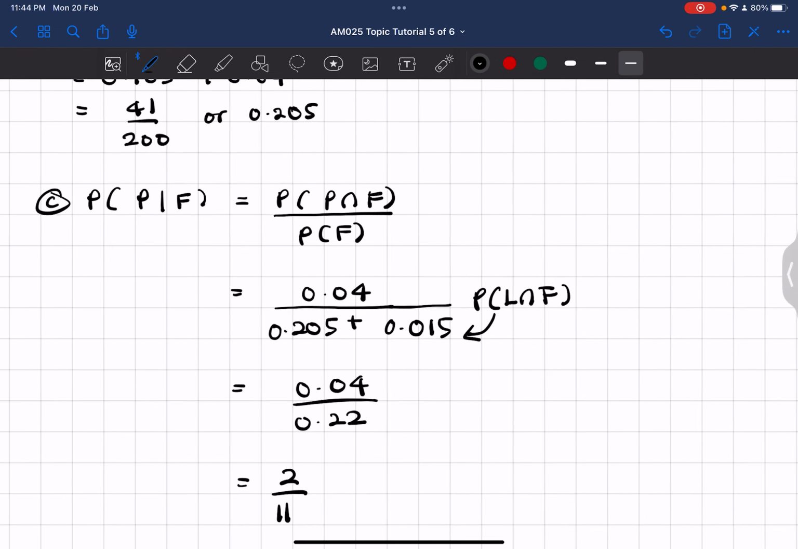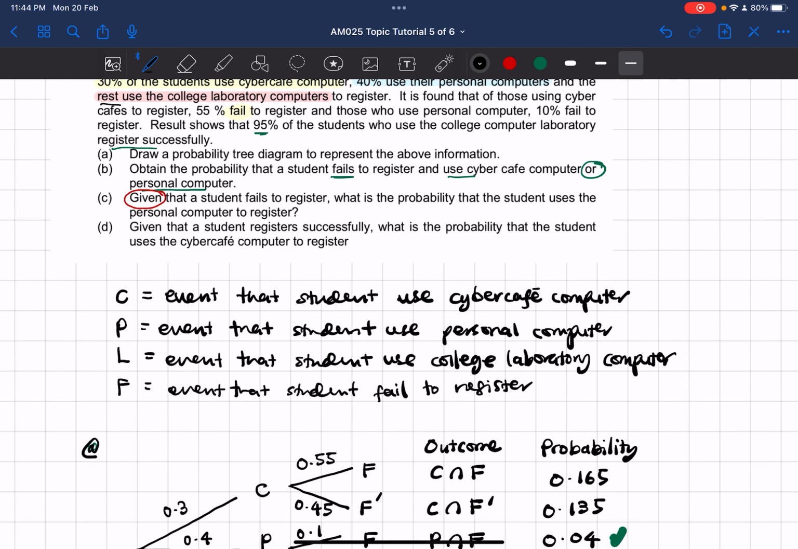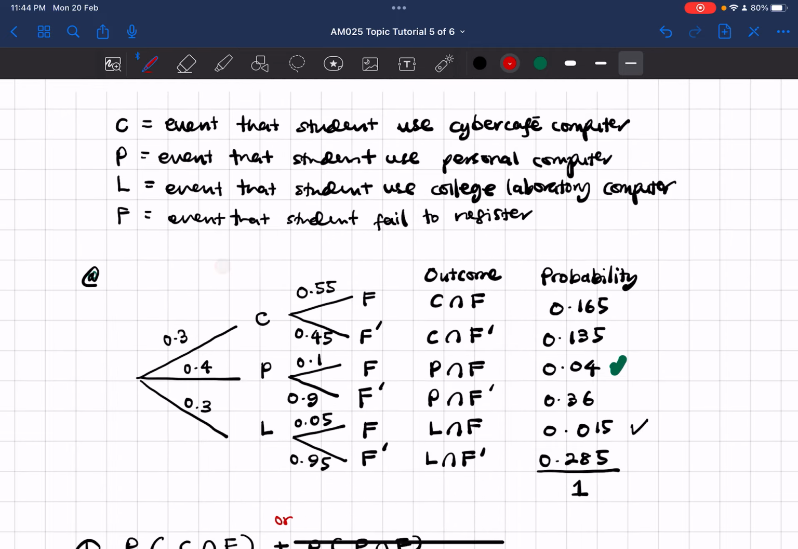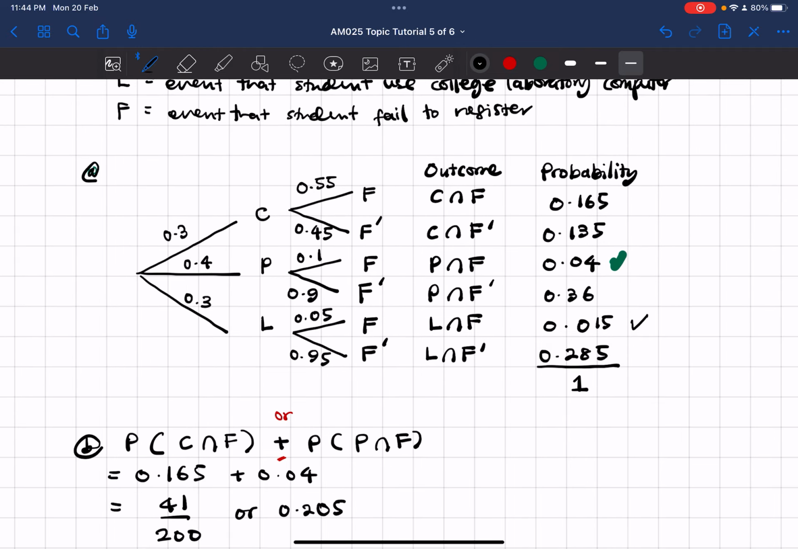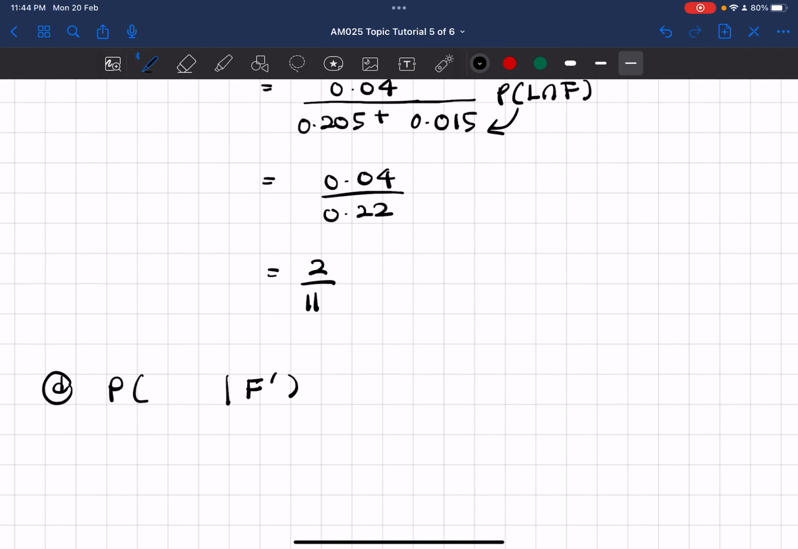So the last question, given. There's another word given, so another conditional probability. Given that the student registers successfully, what is the probability that the student uses a cybercafe computer to register? So we're given that the student registered successfully. What is the probability that the student used a cybercafe computer to register successfully?